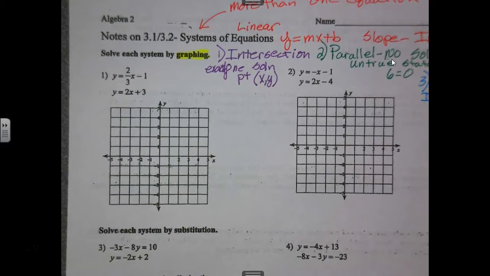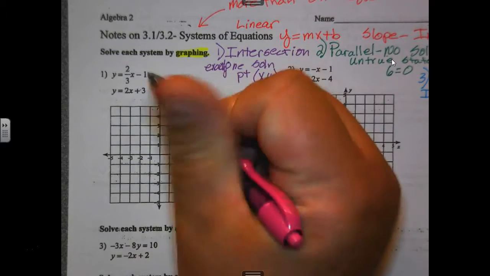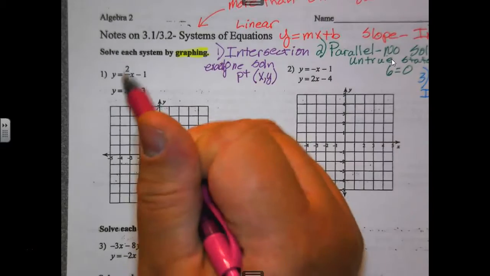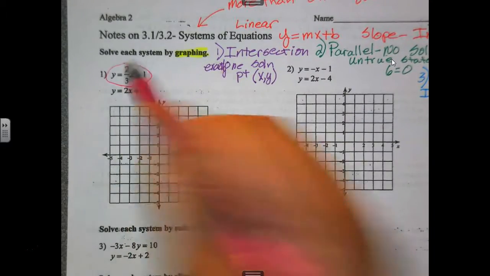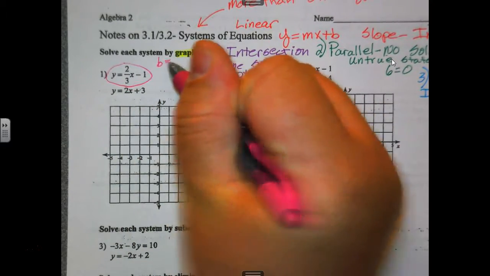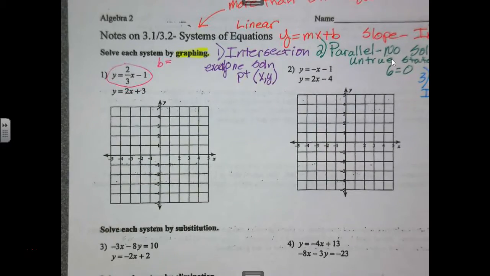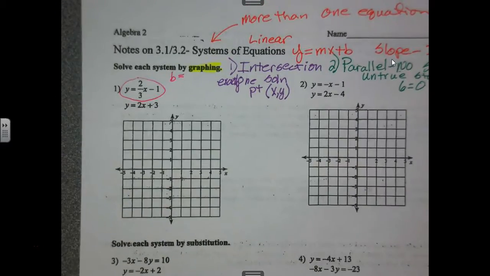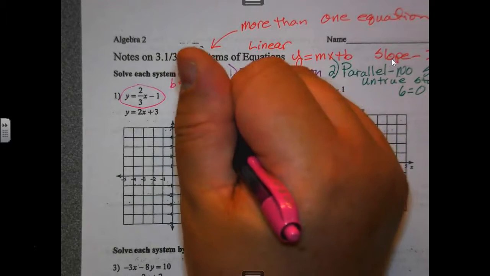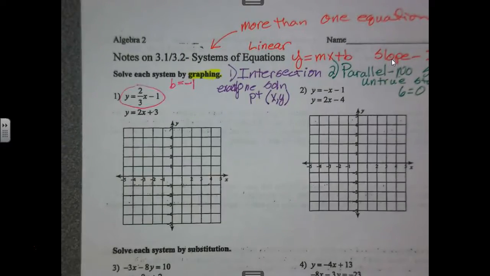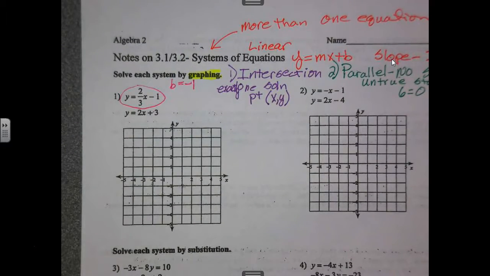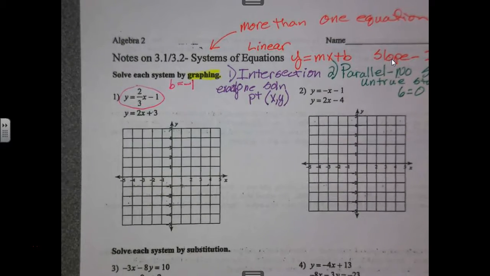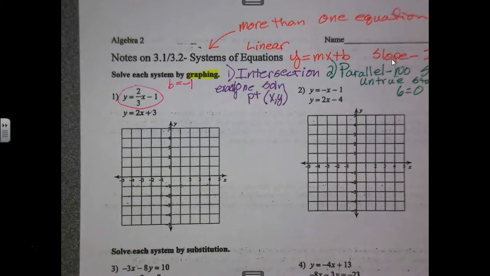Scaffolding, right? All right. What is my y-intercept here in the first equation? What's my b? Y equals mx plus b. What's my b? -1. What do I mean by y-intercept? Where it crosses the y-axis. Wonderful. Boy, you were listening to me in Algebra 1.